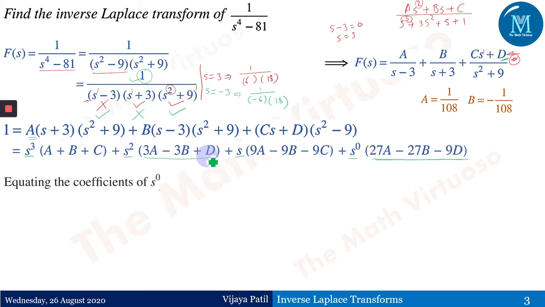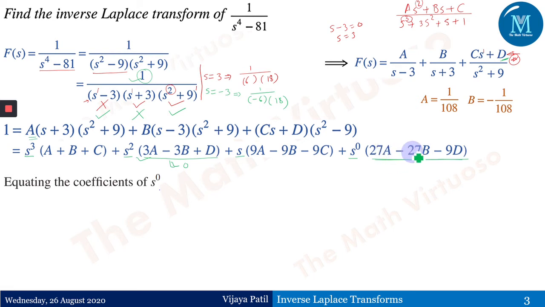Whichever is comfortable for you, just go ahead. I have just explained with s to the power 0, or you can say equating the coefficients of constant. So suppose you can make use of this, and the coefficient of s squared is this bracket. The coefficient of s squared on the LHS side is 0, and you have to equate this with 0, so this bracket 3A minus 3B plus D equals 0, and you can do that also here.